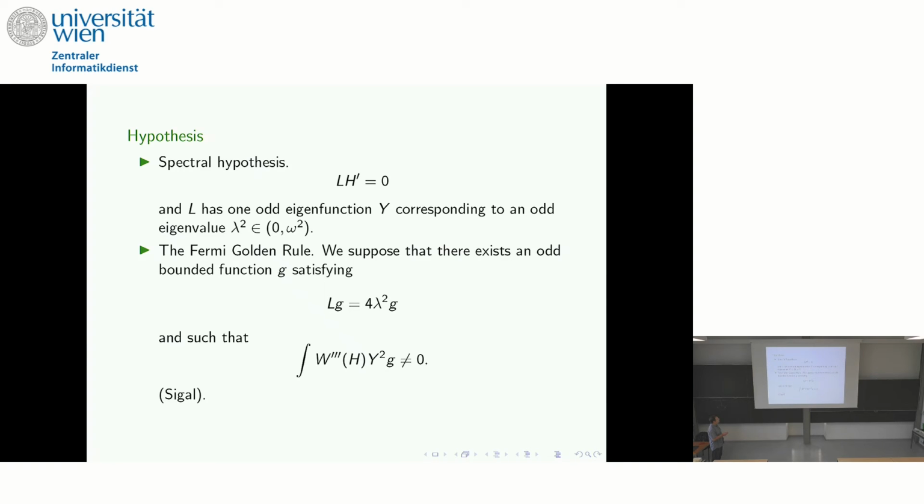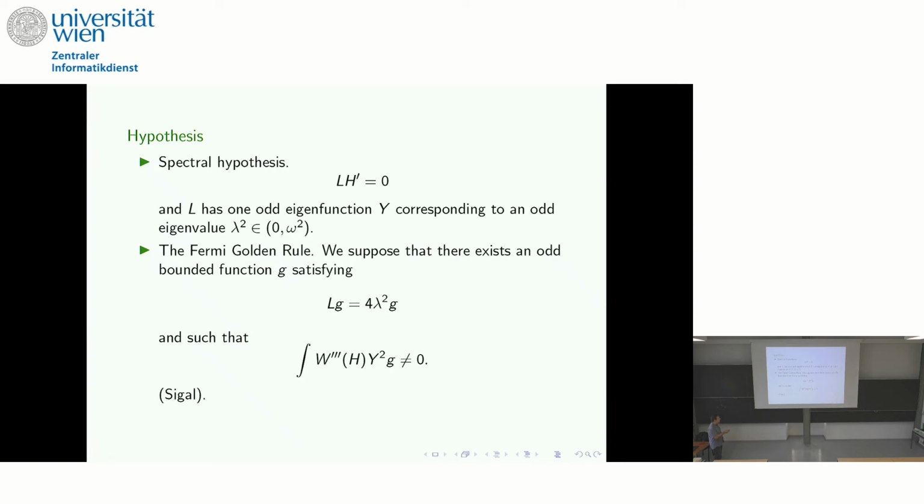So stated explicitly, the Fermi Golden Rule is the following. I take the generalized eigenfunction of the operator L, of the linearized operator, with this eigenvalue, 4 lambda squared. And what I want is that this object is not equal to 0. Okay? So this is F. This is the coupling between the alpha beta system and the W system. And this name Fermi Golden Rule comes from the paper of Sigal from the 90s.